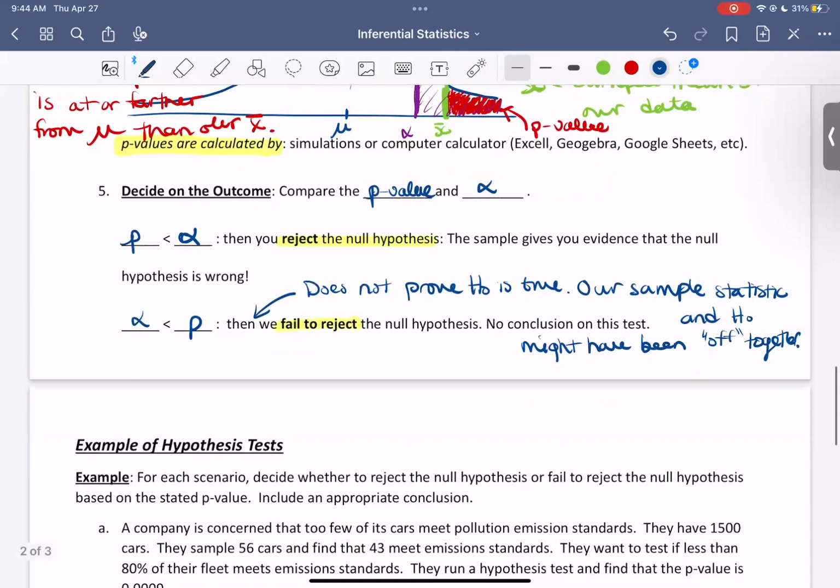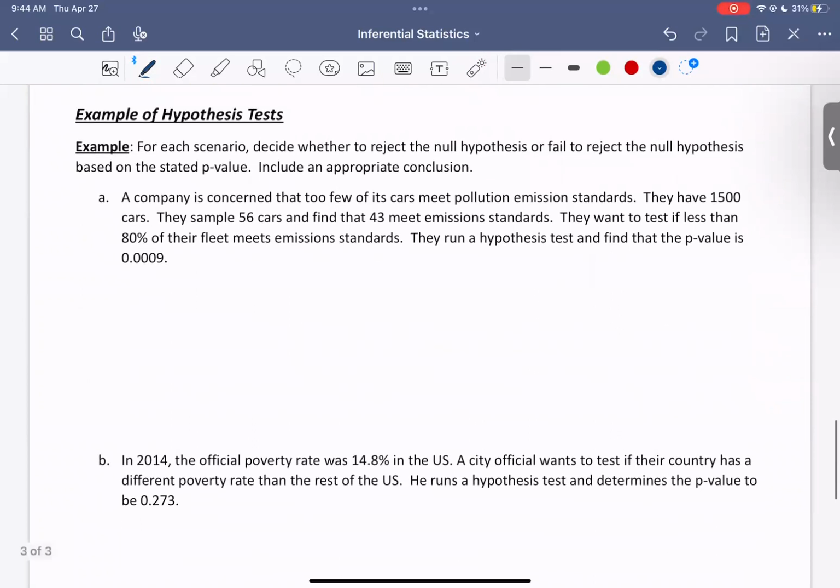Okay, so let's just put this into context and look at a few examples of doing hypothesis testing.